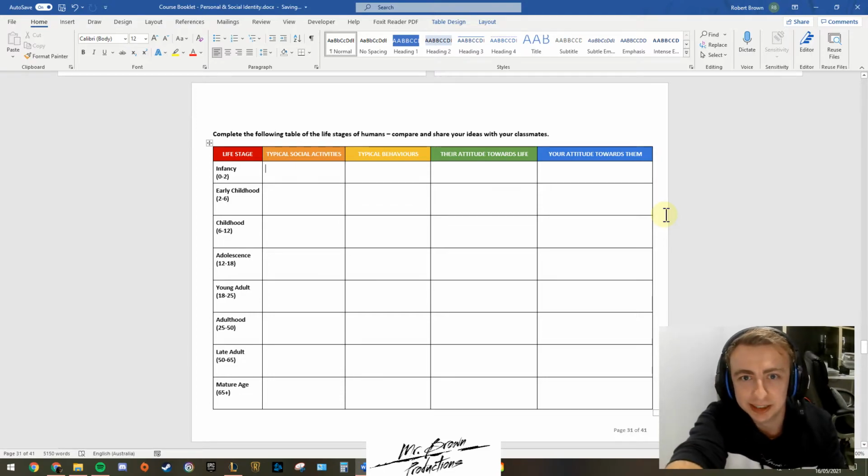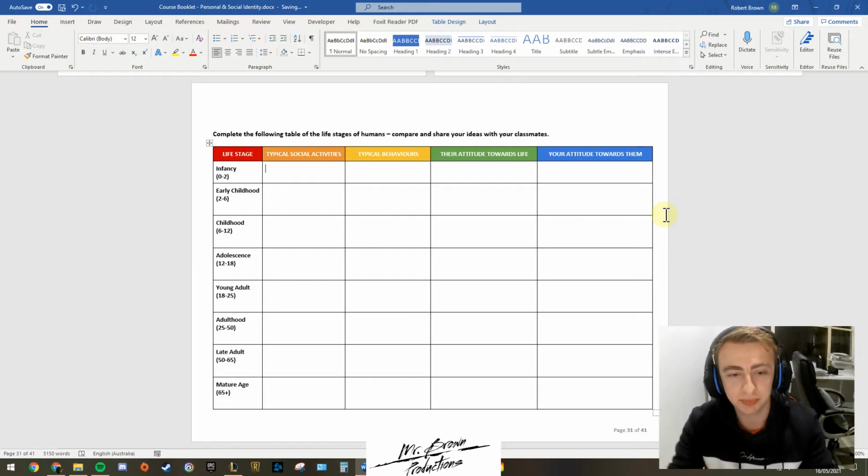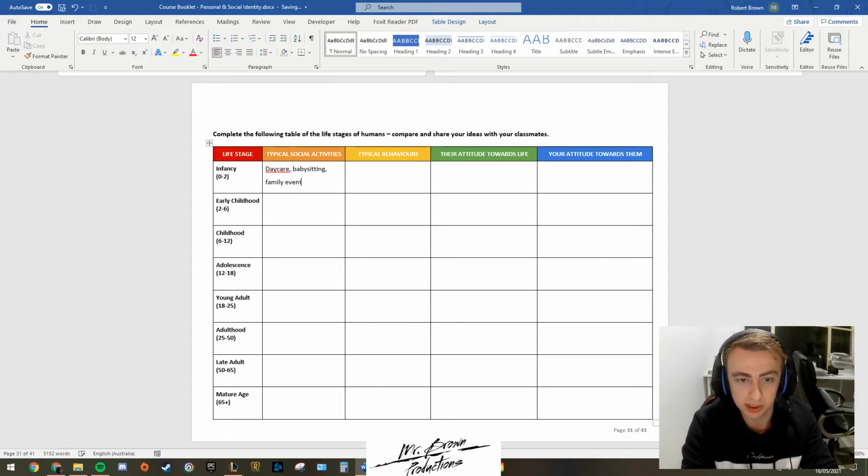There isn't a dramatic or great deal of social activities a 0 to 2 year old can partake in. You may have things like daycare. You could have babysitting duties. Most of the interactions between 0 to 2 would probably be at family events. Okay, so it probably doesn't change too much outside of that realm.